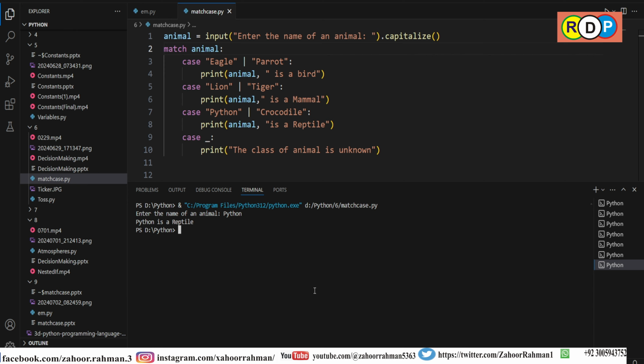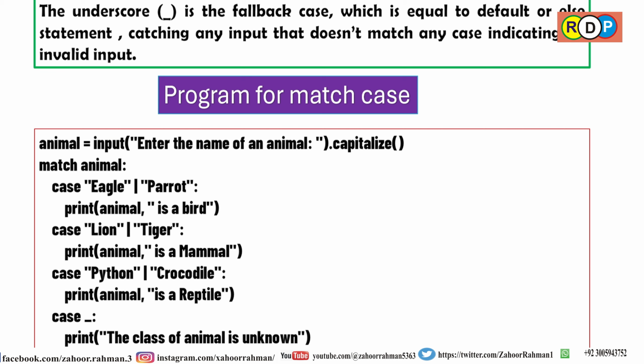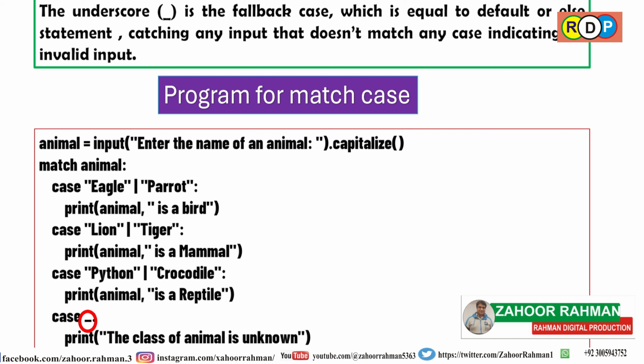Let's go back to the slides and learn more about it. Okay, dear student, let's move forward. You can see that there is an underscore, and that is very important. This is a debugging tool. You must remember to include this. Otherwise, if no match is found, nothing will happen, and the computer screen will go blank, and then you will be confused about what is happening. Instead of giving the blank screen to the user, you have to print that the class of animal is unknown.